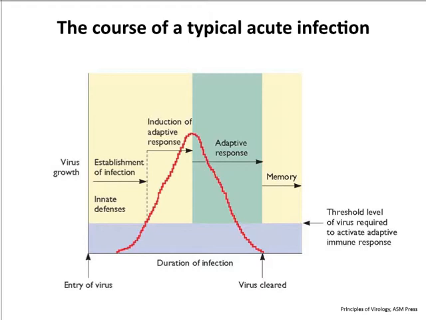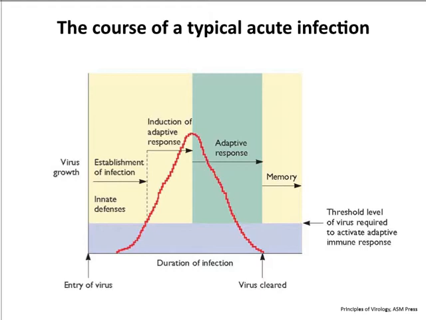And duration of infection, the time. So the virus comes in, gets into the host. The virus starts to grow. That's the red line. You have innate defenses. Intrinsic and innate defenses are engaged. And as the virus titer rises, you engage the adaptive response. And then finally, as the adaptive response kicks in, the virus is cleared, disease is resolved, and eventually there's no more virus, and you have memory.